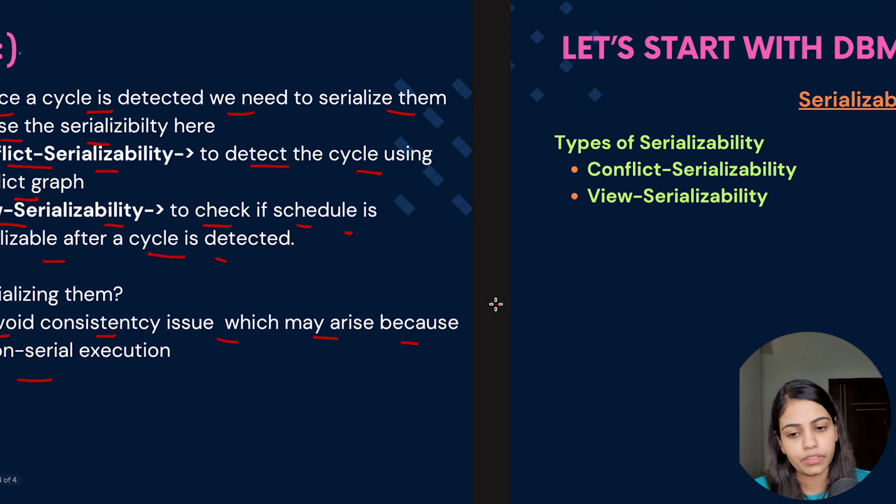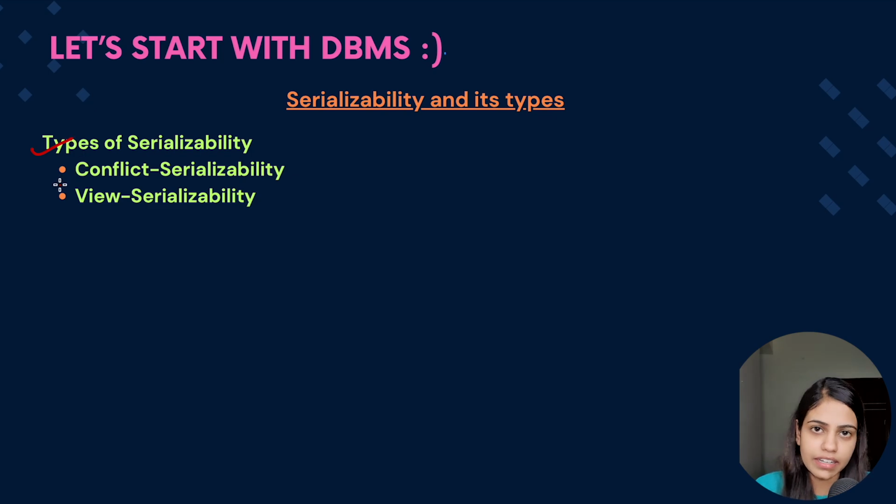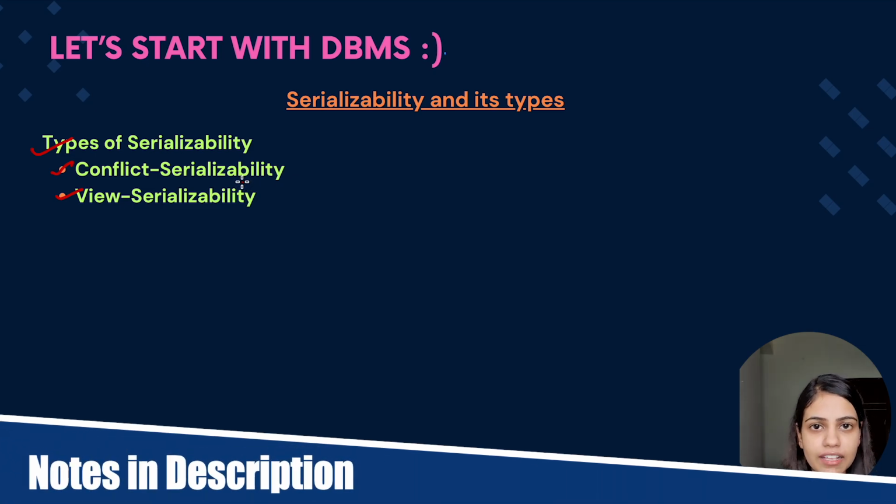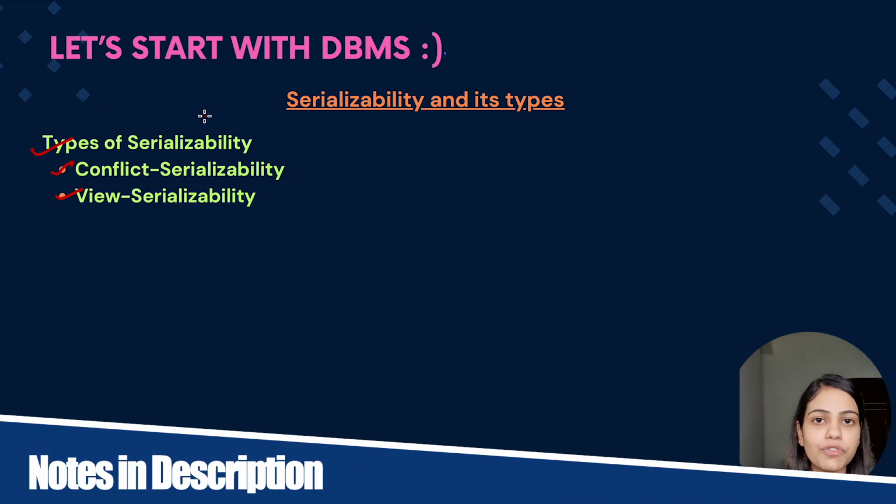So coming to the types of serializability, there are two types: conflict and view. In conflict serializability, we check whether the conflict graph has any cycle or not. In view serializability, we check whether view equivalence follows some conditions or not. So we'll be learning about all these as well in the next set of lectures. So this was all about this video.